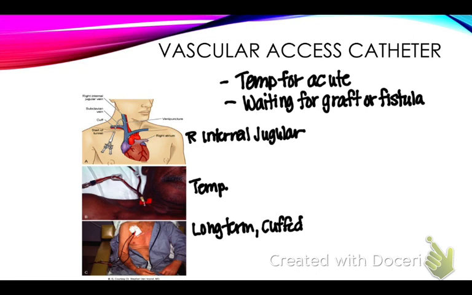So, all right, here are some temporary catheters. They can be used a little bit longer term. Some of the cuffed long-term ones can, but usually they're used for temporary, for waiting for the graft or the fistula to arterialize and develop, or something happened, their graft clotted off, and they still need their dialysis, so they need a vascular access device, which is a central line.